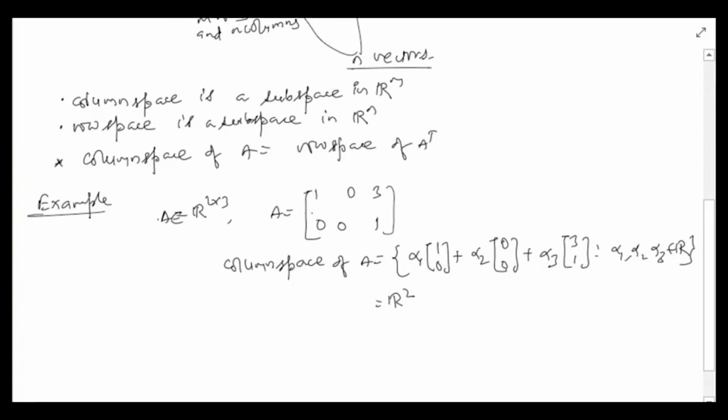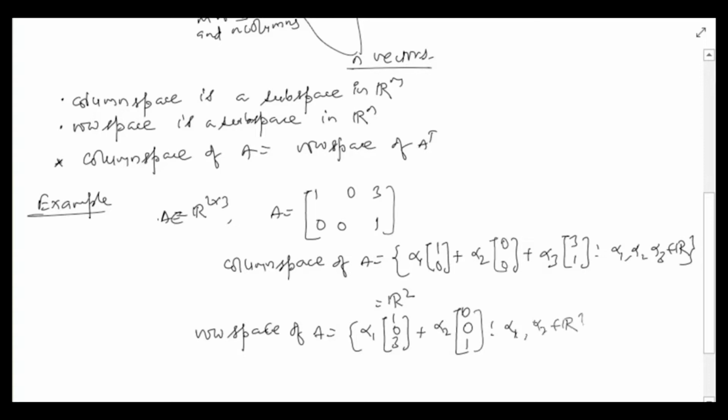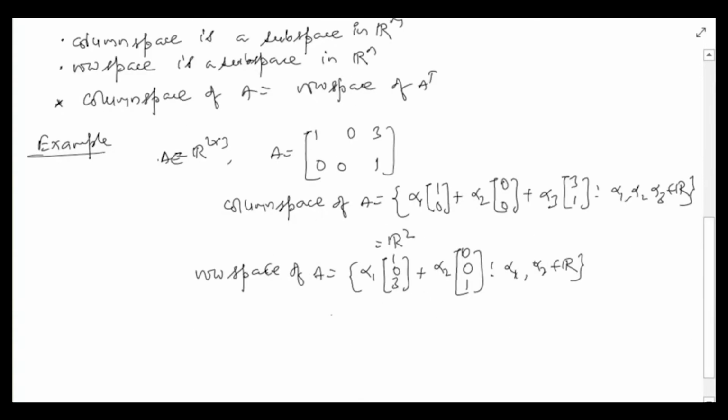Similarly, each of the rows of A is an element of R3. So the row space of A is the set of all linear combinations of the two rows of A: alpha 1 times 1 0 3 plus alpha 2 times 0 0 1, where as before alpha 1 and alpha 2 are real numbers. It can be seen that it is a strict subset of R3. It's a subspace in R3.